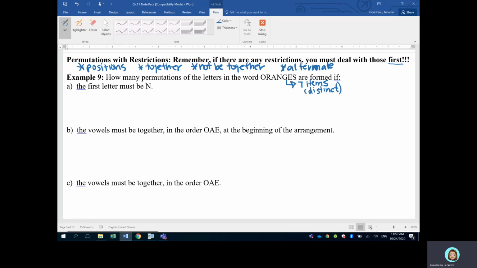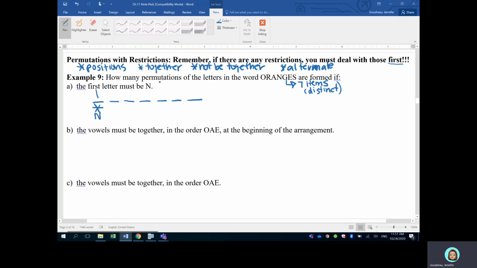A, the first letter must be N. I'm going to draw 7 blanks to represent my 7 letters. And it says the first letter must be N. So I'm going to deal with that restriction first. And that restriction is in the first blank, the first letter. How many choices do I have for that first position? We have 1 choice. It has to be an N. Once I've put the N down, I cannot use it again.